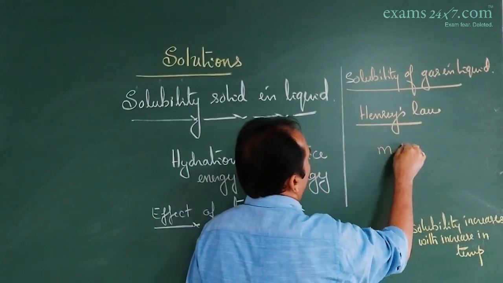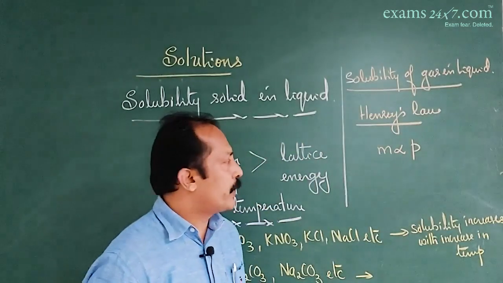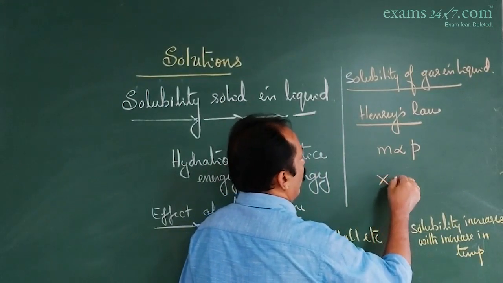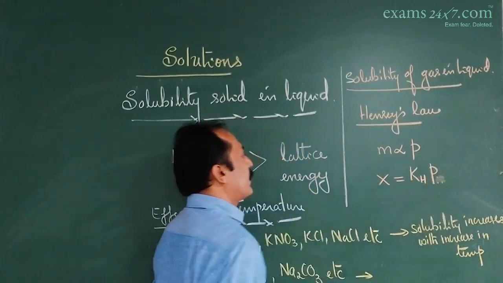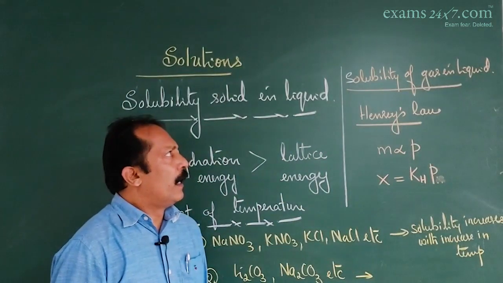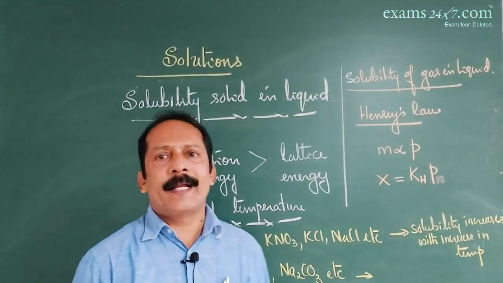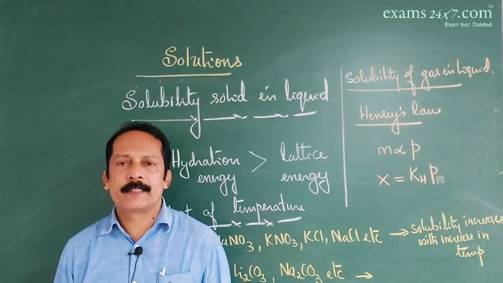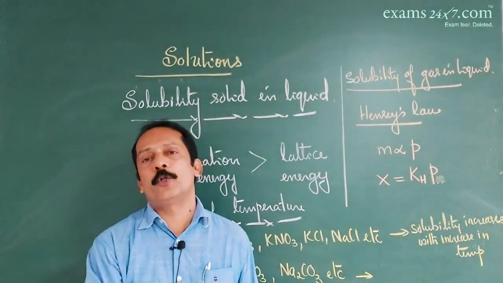So based on Henry's law, mass of the gas dissolved is directly proportional to its partial pressure. Or mole fraction is equal to KH, the Henry's constant, into partial pressure. And here also, solubility of a gas depends on the nature of the gas. Some gases like hydrogen, oxygen are less soluble when compared to carbon dioxide, HCl, etc. The gases which exhibit similar properties with the solvent are readily soluble in water.